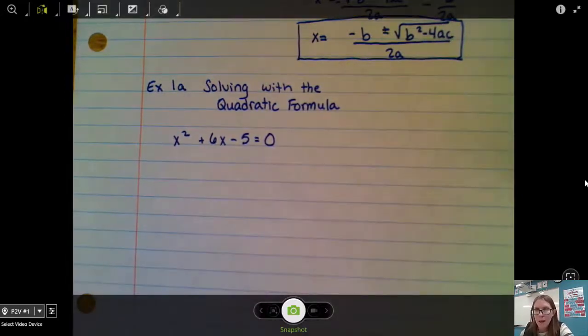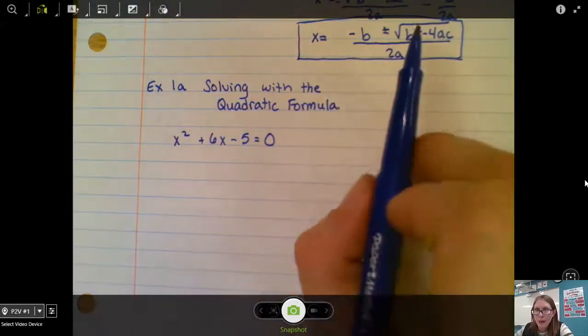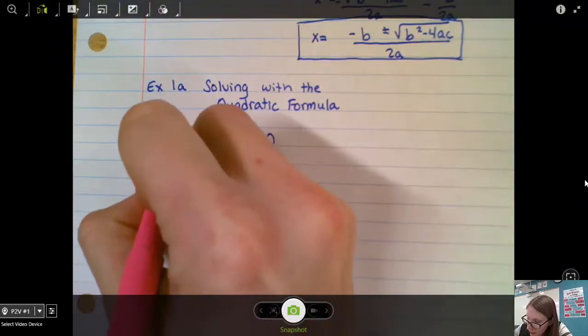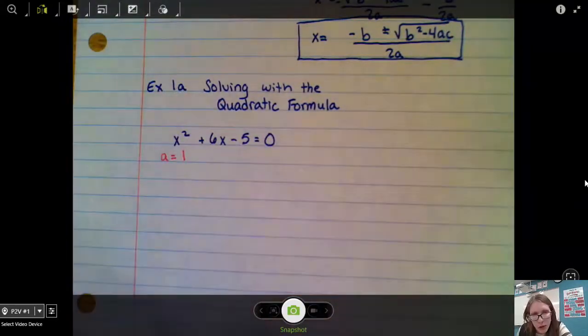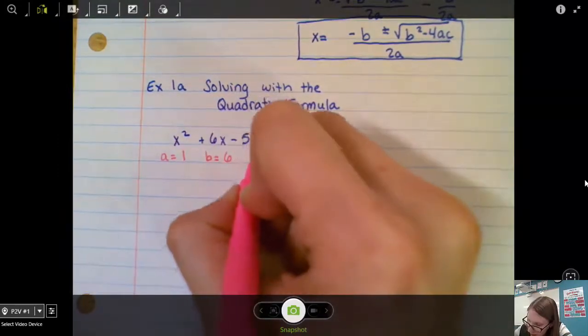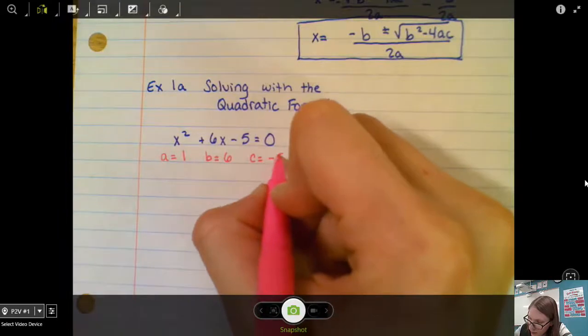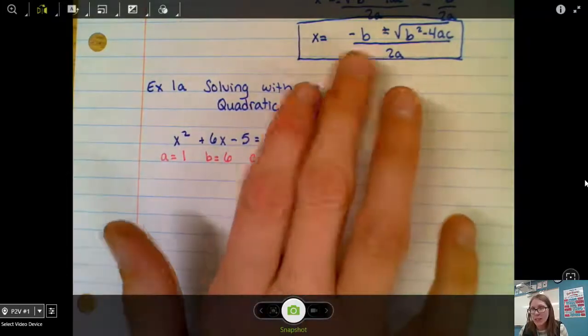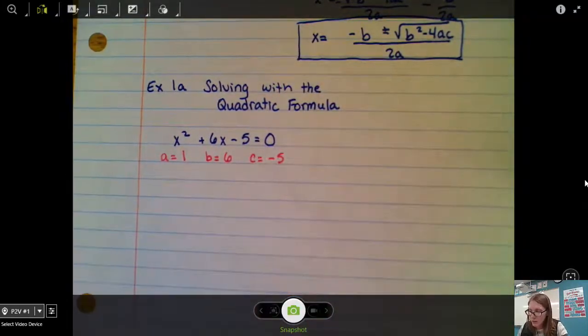In our quadratic formula, I have my a, my b, and my c. So the first step is for us to identify in this equation what is a, what is b, and what is c. A is the number in front of the x squared, which is 1. B is our number in front of the x, and c is our constant. Once we figure this out, we are literally just plugging all of these numbers in to our quadratic formula here.